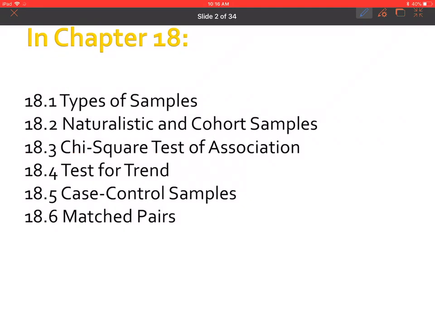Hello and welcome to Chapter 18. In Chapter 18 we're going to be talking about cross-tabulated counts. In this chapter we're going to be going over types of samples, naturalistic and cohort samples, chi-square test of association, test for Chen, case control samples, and matched pairs.